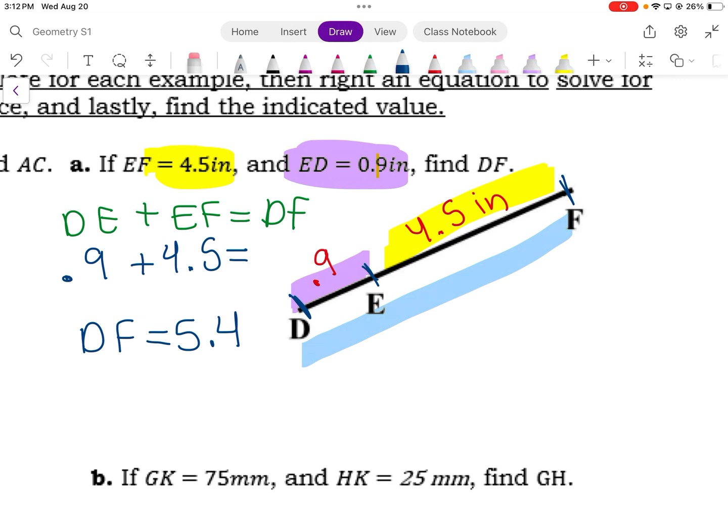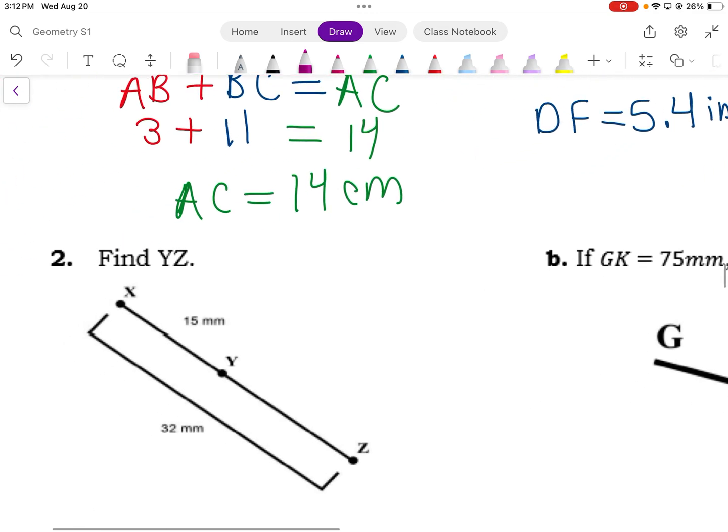5.4 inches. So we added again, since we had each section. It says ED instead of DE. That means the same thing. You can just swap the letters back, so no worries on that one. Don't worry if the letters are in a wackadoo order. You can always put it back.